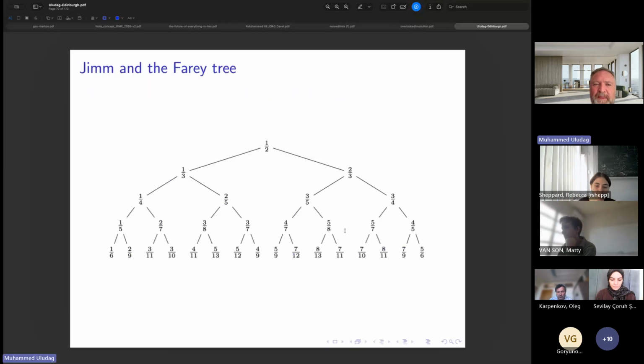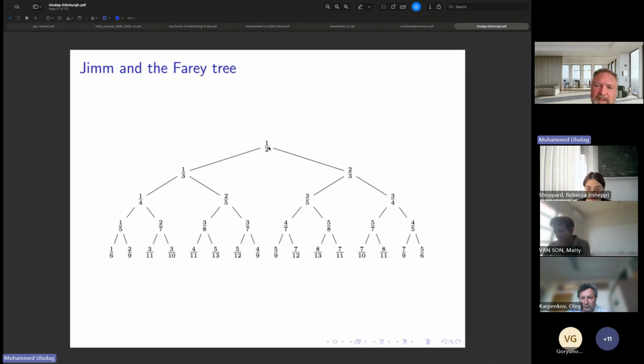And so, in fact, Jimm is related to the Farey tree in the following way. We all know how this Farey tree is produced, starting from the numbers 1 over 0 and, in this case, 1 over 1. We apply the Farey sum rule, the wrong way to sum two rational numbers. So we get 1/2, and by applying this rule recursively, we obtain what's called the Farey tree.